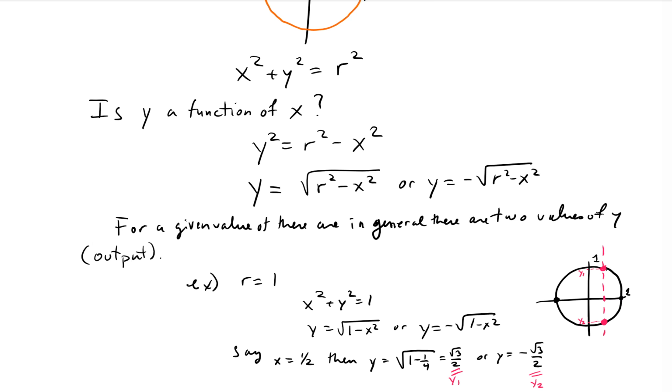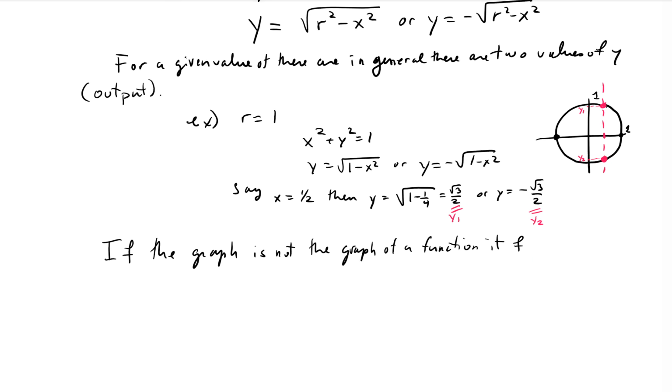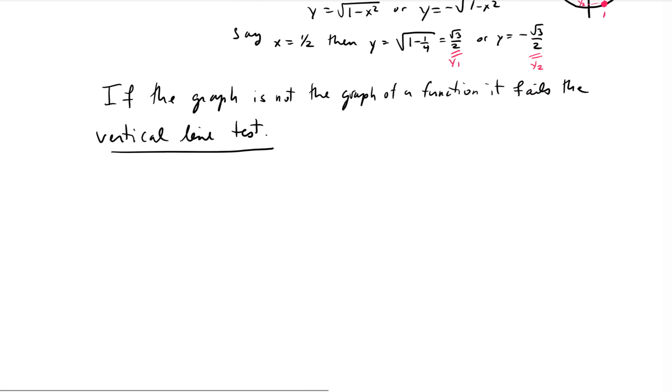So if the graph is not the graph of a function, it fails what we call the vertical line test. Okay? So I'll show you some other examples here.